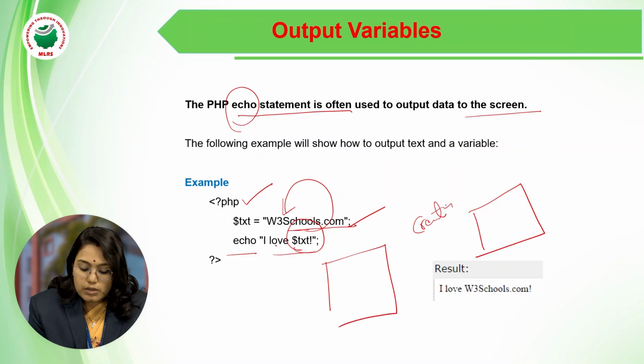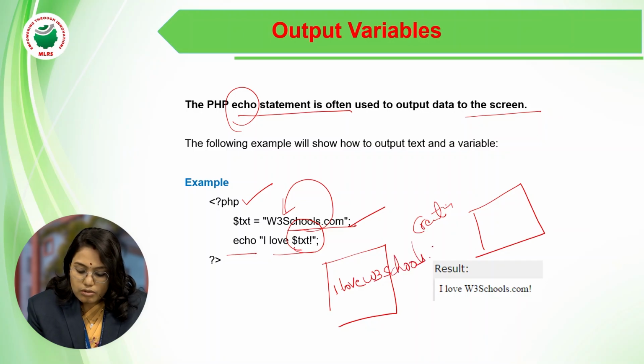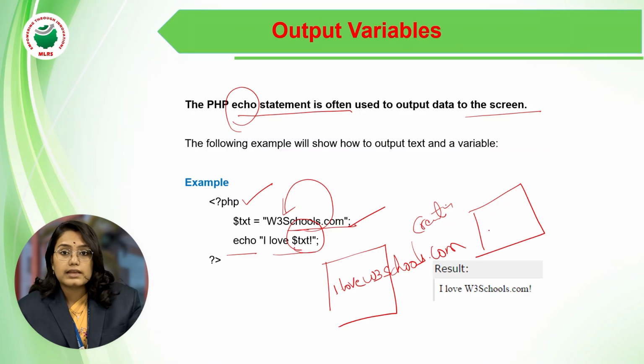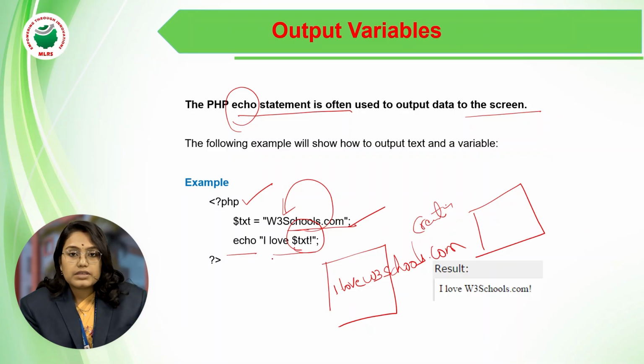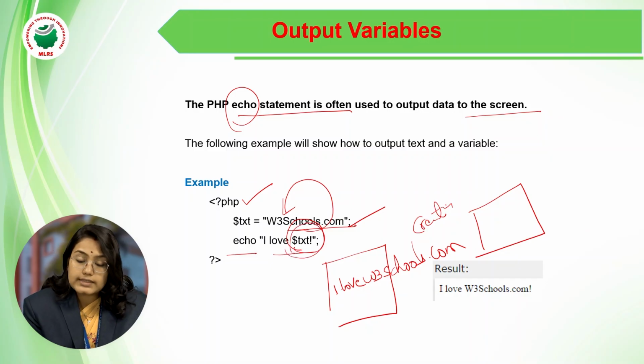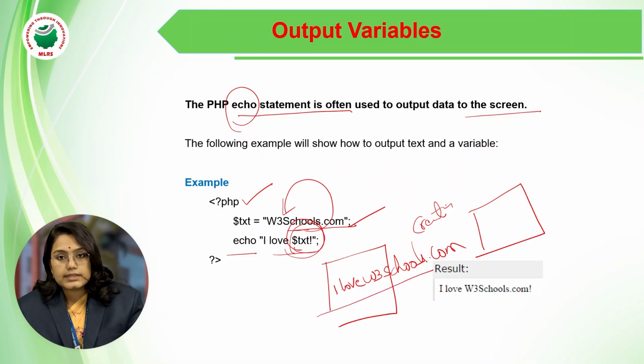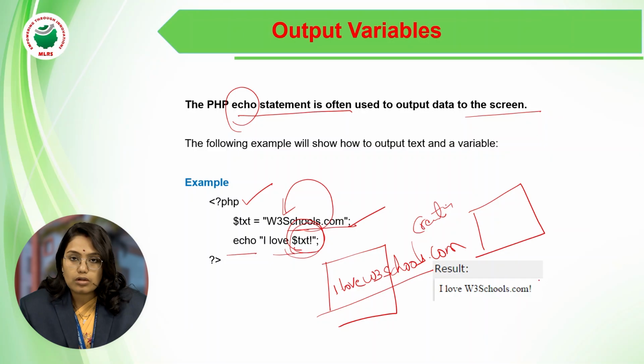In the output it will give us I love w3schools.com. Yes, clear. See, I love is the same. Echo is used to print the statement. After I love, we are giving dollar text. Before, we had declared dollar text as a variable with a string. So totally we have got the result as I love w3schools.com. Clear with creation of variables and output variables?